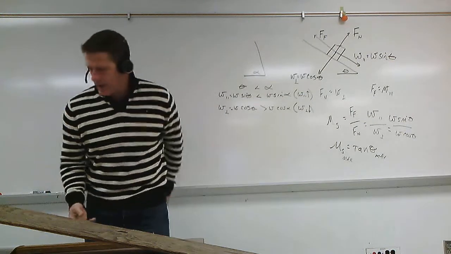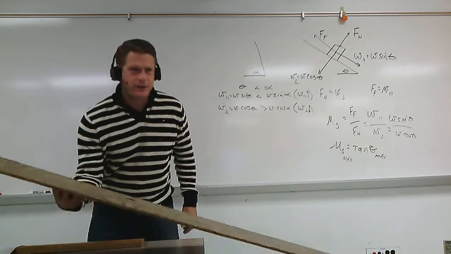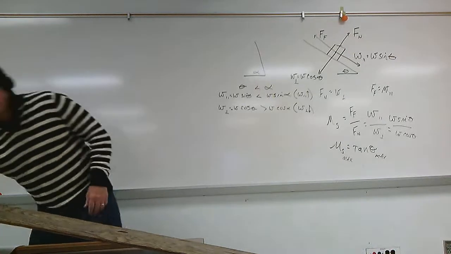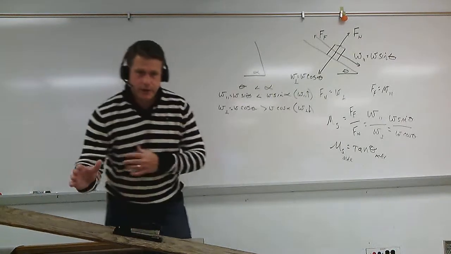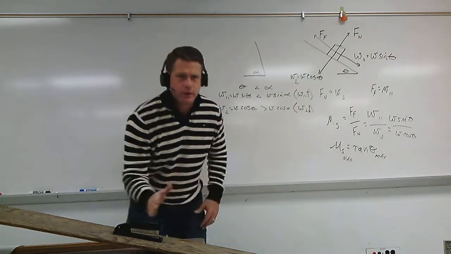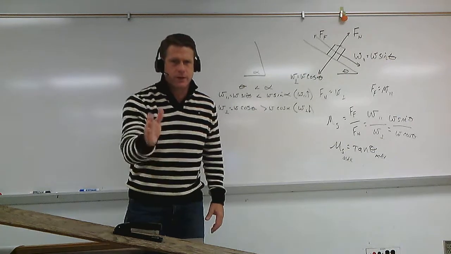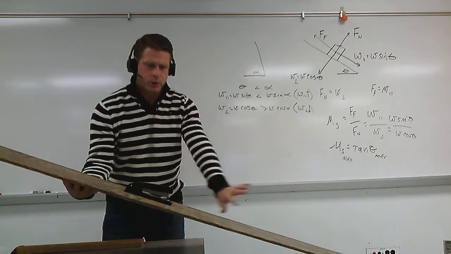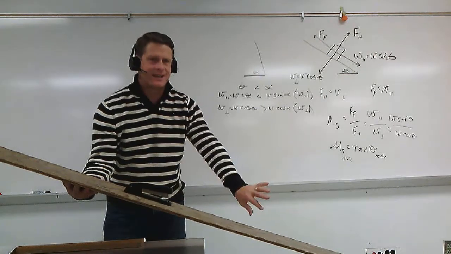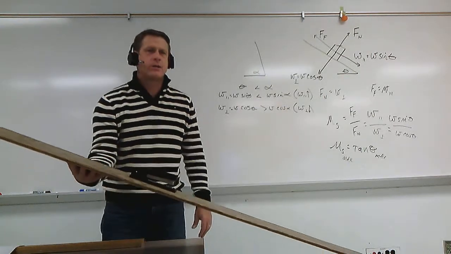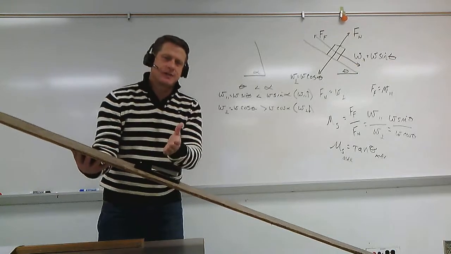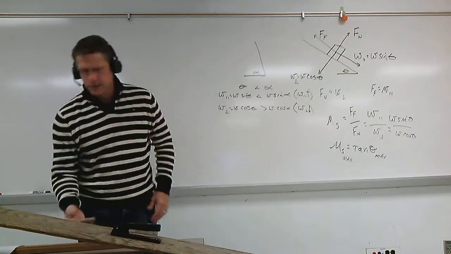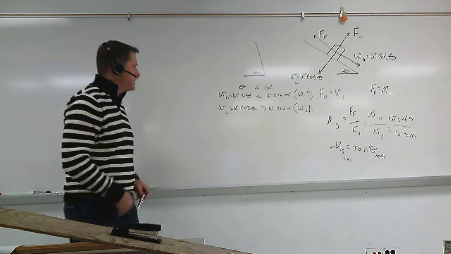So what did I just say? As I do this, let's put the stapler back on there. There's a component of the weight going down, and there's a component of the weight going perpendicularly upwards. As I increase the angle, the component of the weight that's pushing this thing down the incline is getting bigger, and the component of the weight that's sticking it to the surface is getting smaller. All right, what's the significance of that?